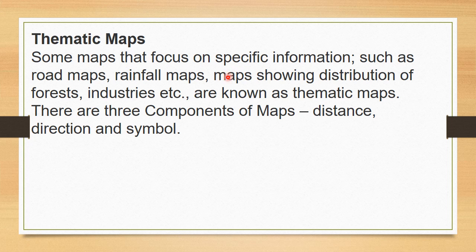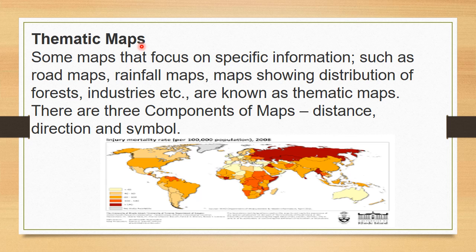So, some maps focus on specific information, like road maps, rainfall maps, the distribution of forests and industries. These are called thematic maps. So, what are the types of maps we have seen till now? First one is physical map. What is a physical map? That map shows the natural features of the earth like mountains, plateaus, rivers, oceans.